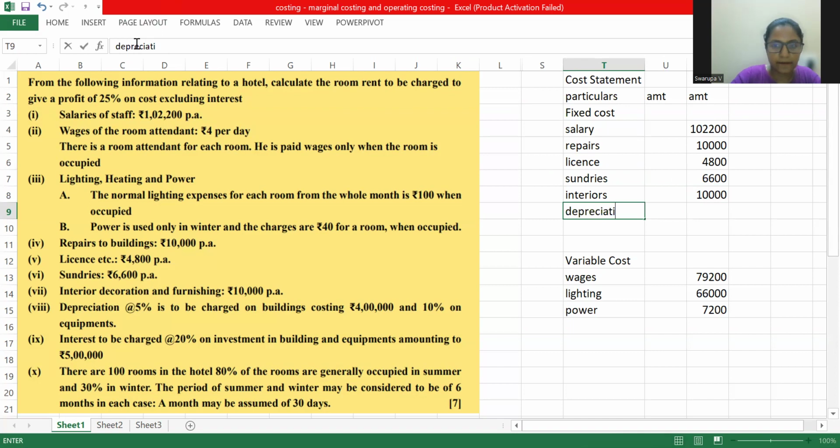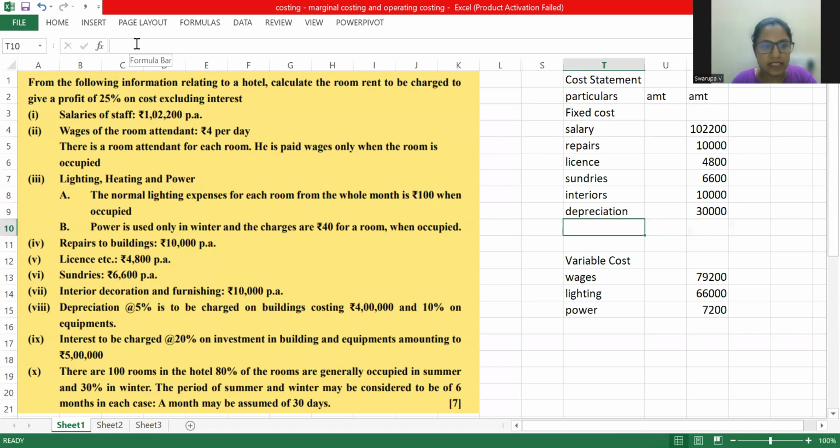Depreciation. Okay. Depreciation is 5% for building costing 4 lakh and 10% on equipment. Interest is charged at 20% on investment in building and equipment amounting to 5 lakh. So the total investment in equipment and building is 5 lakh. 4 lakh is towards building, so the balance 1 lakh will be towards equipment. So 5% depreciation is for the building of 4 lakhs, and for the balance 1 lakh, it is 10% depreciation.